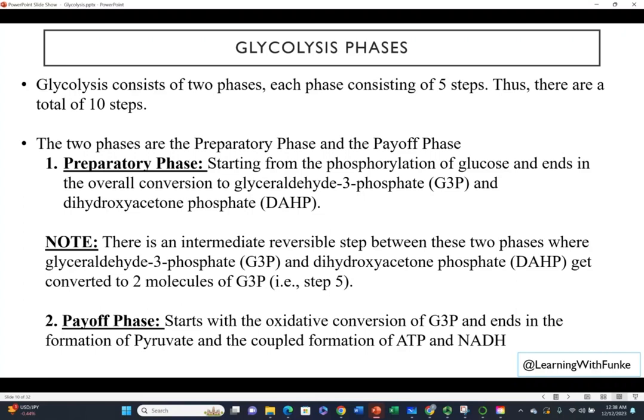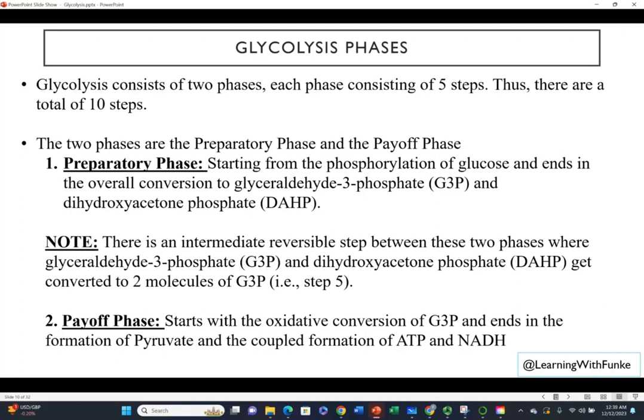The first phase is the preparatory phase, and in this phase, we're starting from glucose, and then we're phosphorylating glucose. I have images of the slides to come, but this is just a brief background. So we start from glucose, and glucose going to G6P, and pretty much overall conversion at the end of this phase, we end up getting G3P and DAP at the end of the preparatory phase. And then there's an intermediate reversible step between the preparatory phase and the next phase, which is the payoff phase, where G3P and DAP get converted to 2 molecules of G3P, and that's in step 5. You'll be seeing that subsequently.